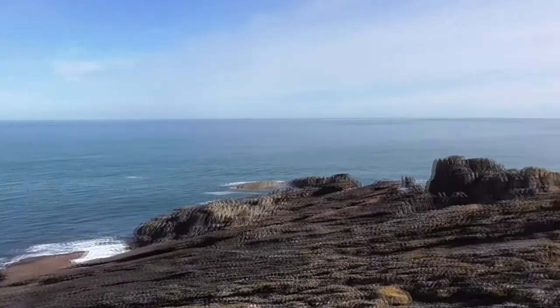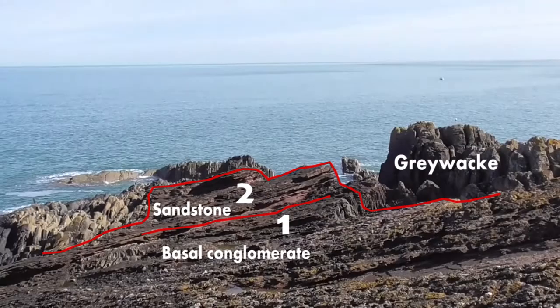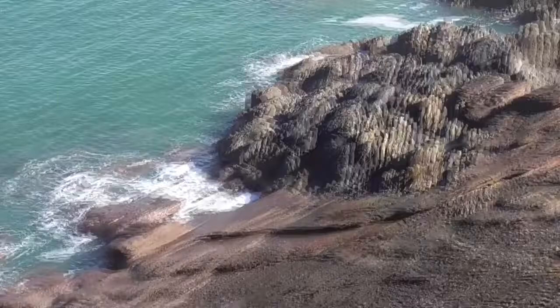Overall, there are three rock types seen here: the basal conglomerate with chunks of the greywacke in it, the old red sandstone and the greywacke itself. So what really makes these rocks different?